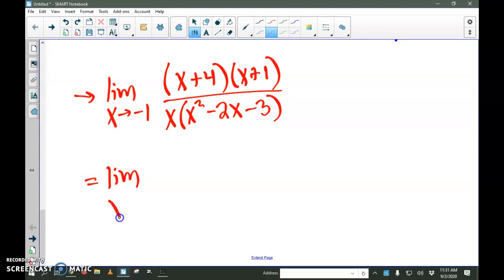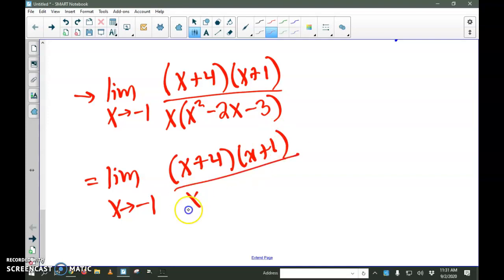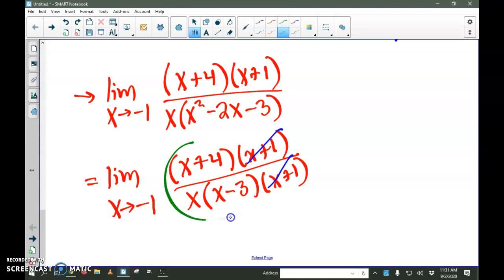So the limit as x approaches -1. Now I can factor the denominator. I think that's going to be x minus 3 times x plus 1. Notice I still wrote limit as x approaches -1. I've not substituted in yet, so I can't drop that limit notation. Oh, and I do see common factors that divide out. That means I have a hole for this function at x equals -1. So what I'm really doing is applying the limit to this function right here.